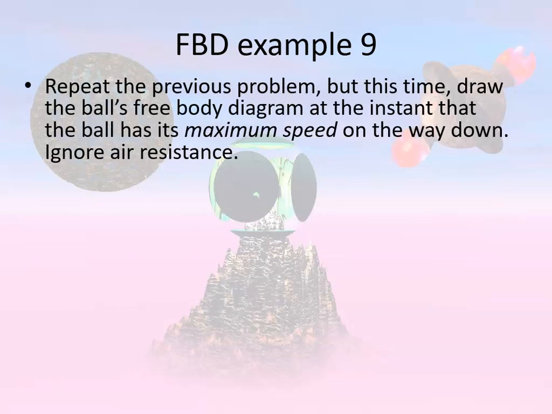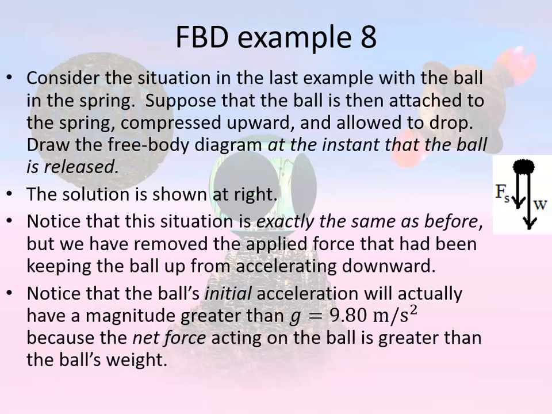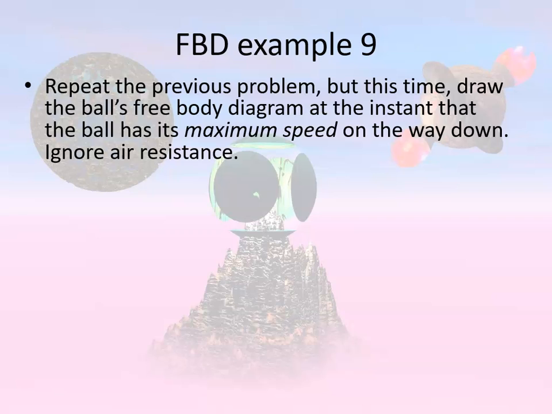So continuing that last problem, what if we're dealing with the object at the instant that the ball has its maximum speed on the way down? Here's where we want to go back to the problem, and it says, suppose the ball is attached to the spring. If it's attached to the spring, that means that it's not going to be leaving the spring. It's going to pull the spring downward with it. So what will happen at the maximum speed?